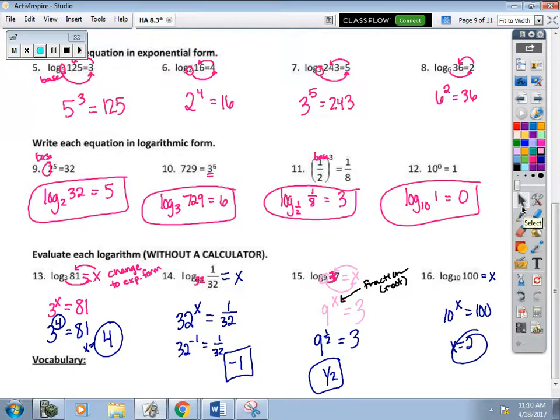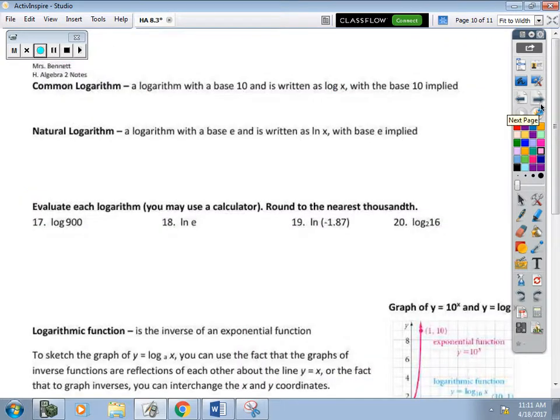So on the back, we'll get those vocab words that I kind of already introduced. One of them, the common logarithm, is this one. It's when it has a base of 10. However, they won't write the 10. It's just assumed or implied to be there. So if you were to see, for instance, log 2, this is actually log base 10 of 2. They just don't write the 10. Okay, it's implied or assumed.